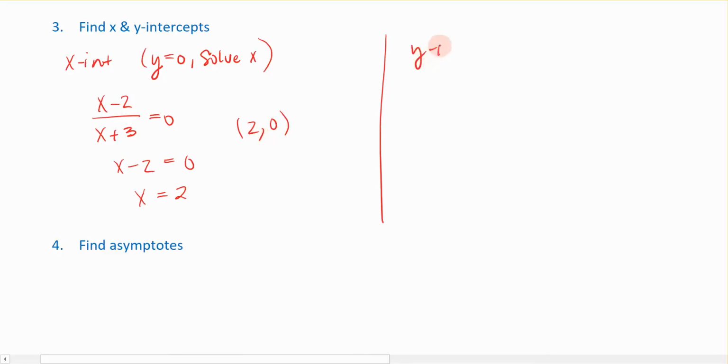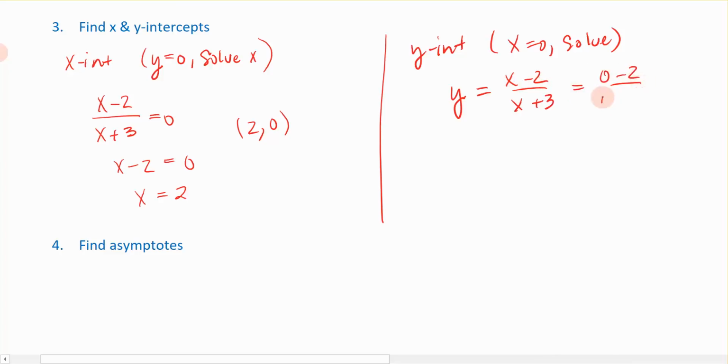Now my y-intercept is when I let x be equal to 0 and solve. So let's write it as this. y is equal to x minus 2 over x plus 3. But I'm going to replace x with 0. 0 minus 2 over 0 plus 3, or negative 2/3. So when x is equal to 0, y is equal to negative 2/3. That's where we're crossing the y-intercept.